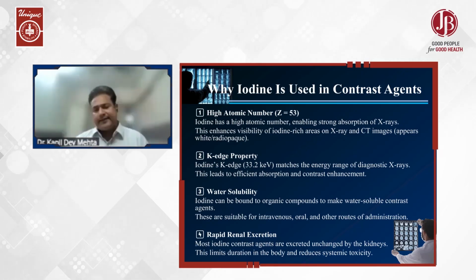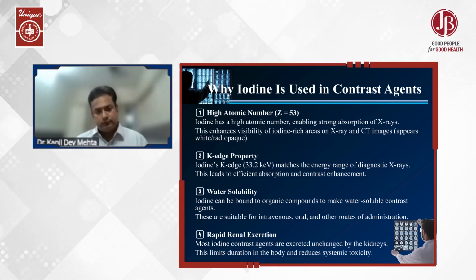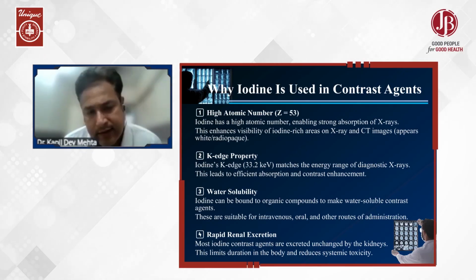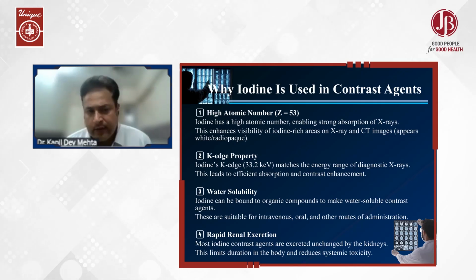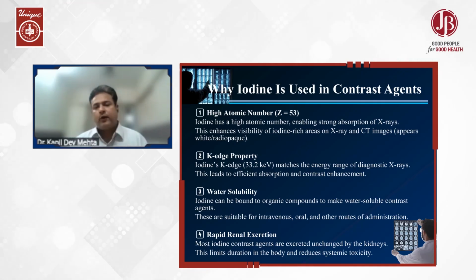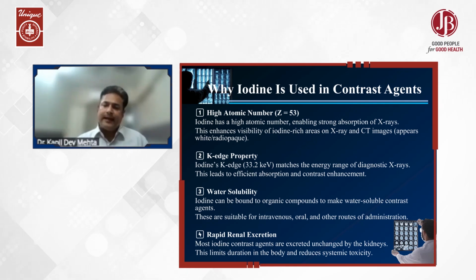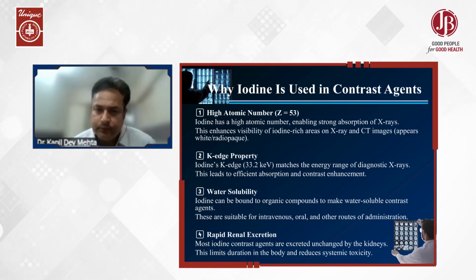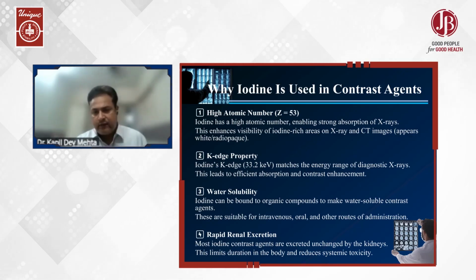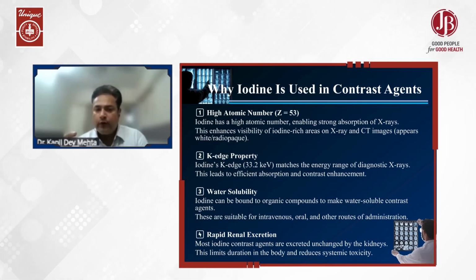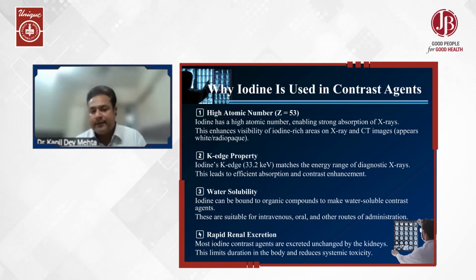Now, a very basic thing I thought I should discuss with you: why iodine is used in contrast agents, because in the coming slides I will discuss iodinated contrast agents. You may all be aware, but just to revise, iodine is an element having a very high atomic number. It has very good properties of absorbing X-rays and also emitting. So it leads to increased absorption of the X-rays, and this helps in contrast enhancement.